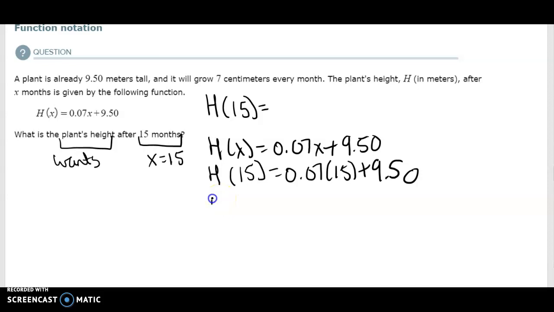So once we put in that 15 everywhere we see an x, we can enter that into a calculator, and we get 10.55. And if we think about what unit that's in, our output is meters. So it's going to be, after 15 months, 10.55 meters.